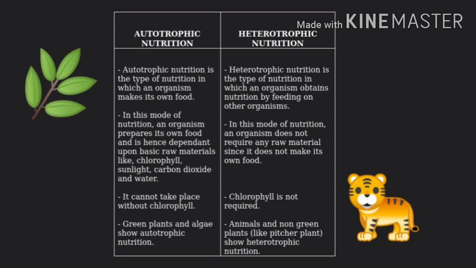In autotrophic nutrition, it cannot take place without the presence of chlorophyll. In the next slide, we will be learning in more detail about chlorophyll. It is the green pigment present in plants. There is no such requirement in heterotrophic nutrition. So, for an example of autotrophic nutrition, green plants and algae. We will also observe what algae is in the further slides. For examples of heterotrophic nutrition, any animal, any non-green plant, they show heterotrophic nutrition.